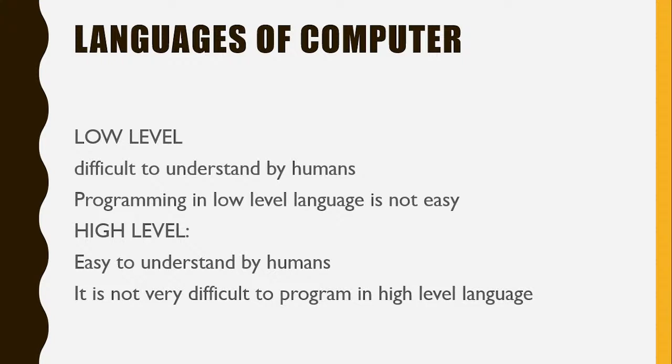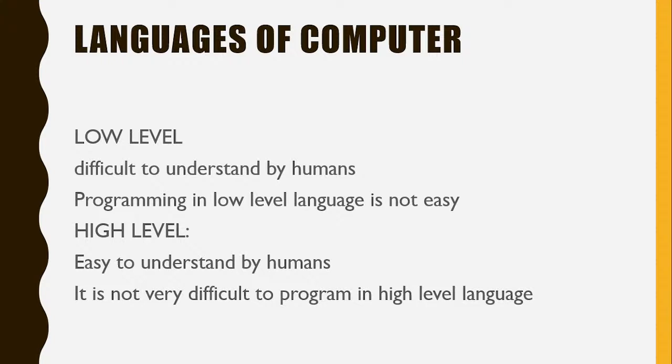There are two basic types of computer languages. The first is low level and the second is high level. Low level languages are difficult for humans to understand, while a computer can easily understand a low level language, and programming in a low level language is not so easy. So we do not go for learning a low level language. It is not a good choice.